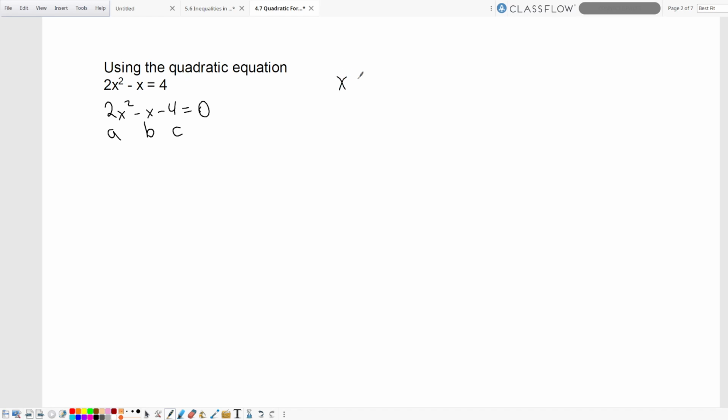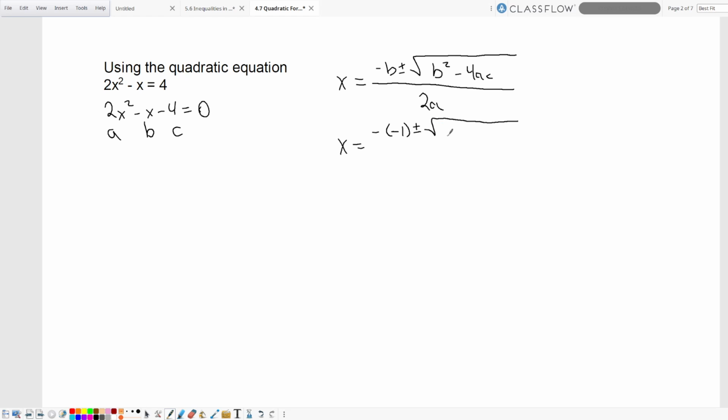So we're going to take those and plug those into x equals negative b plus or minus the square root of b squared minus 4 times a times c, all over 2 times a. So we have x equals, and we're going to replace this b with my b value right here, which is a negative 1. Then we have the plus or minus, which comes from when you take the square root: you have the positive and negative variations.